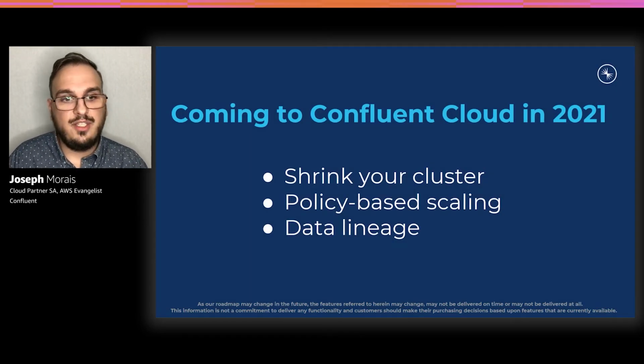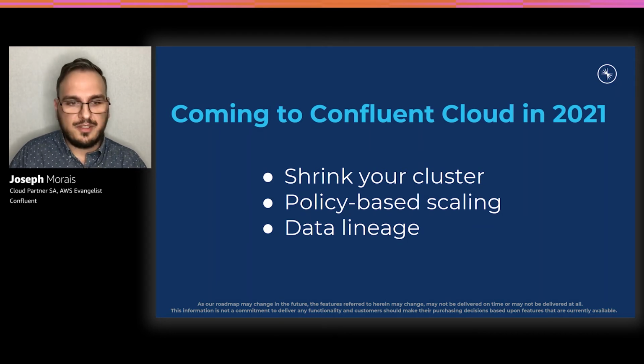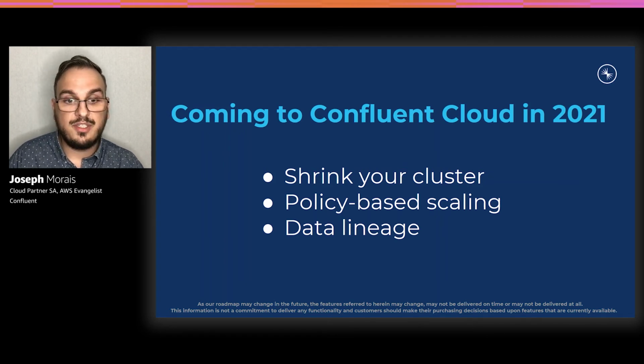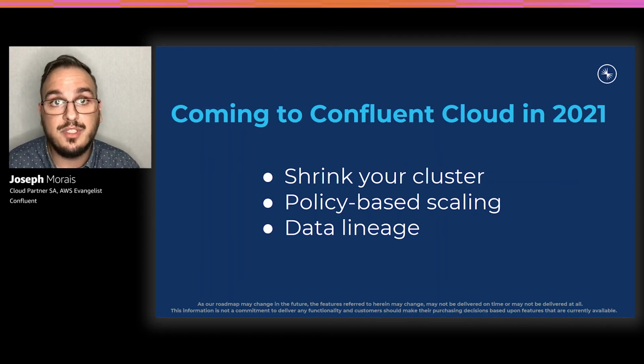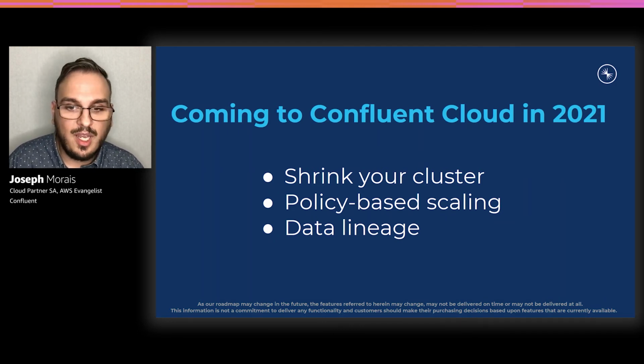Just a quick look into the future of Confluent Cloud with some new features for 2021. Shrink your cluster. Easily scale your cluster down to the right capacity for your workload. Policy-based scaling. Set your cluster to scale up and down automatically based on utilization. Data lineage. Know where your data is coming from, where it is going, and what transformations are applied to it as it flows through multiple processes via the Confluent Cloud UI.